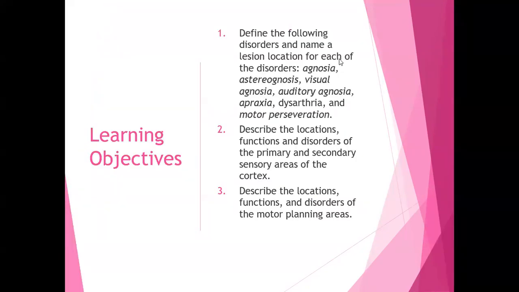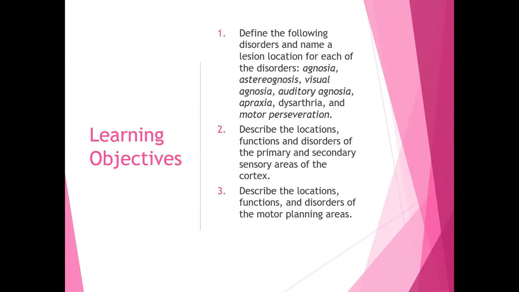So we're going to look at some different disorders of the cerebrum: agnosia, astereognosis, which we talked about stereognosis in the somatosensory system, so astereognosis is where you can't do it; visual agnosia, audio agnosia, apraxia, dysarthria, and motor perseveration. We're going to look at the locations, functions, and disorders of the primary and secondary sensory areas of the cortex, and the locations, functions, and disorders of the motor areas of the cortex.